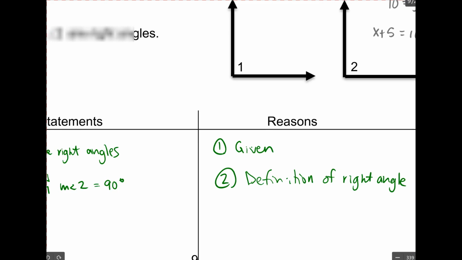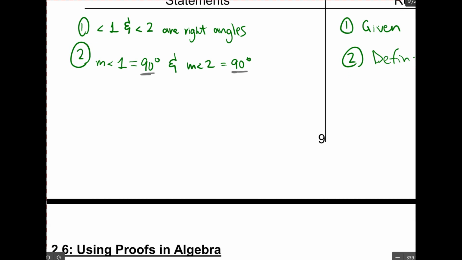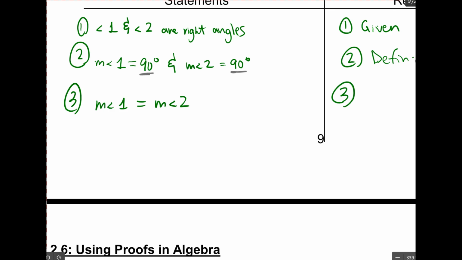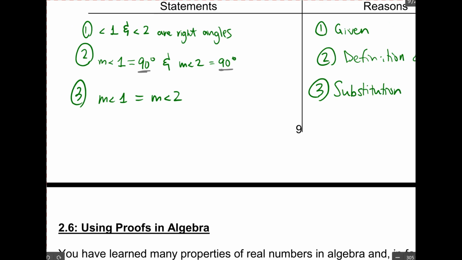Since this is 90 degrees and that's 90 degrees, I'm going to set the measure of angle 1 equal to the measure of angle 2. You know what I call this? Substitution.